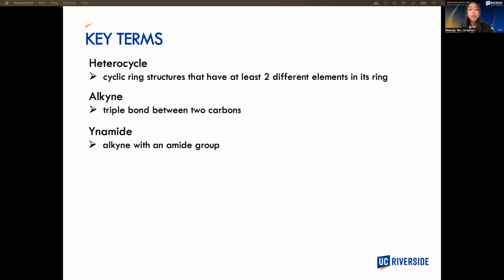And so the next term would be an enamide. An enamide is an alkyne with an amide group. And so as we saw in the previous definition, here is our alkyne in the molecule. And an amide group or an amide-like group is anything with a nitrogen on it. And so anything nitrogen-like with a carbon-carbon triple bond would fall under this term.